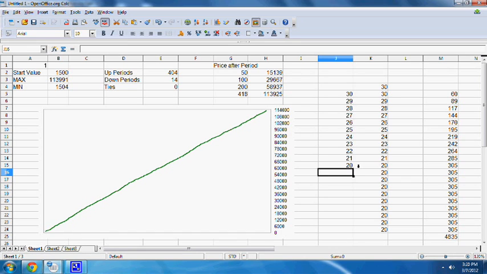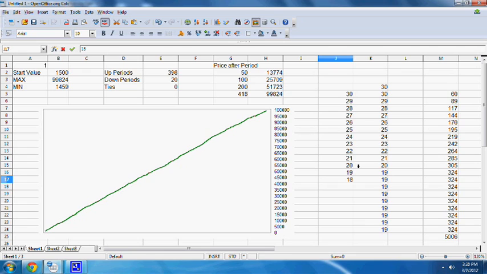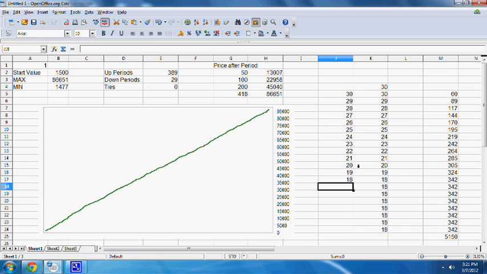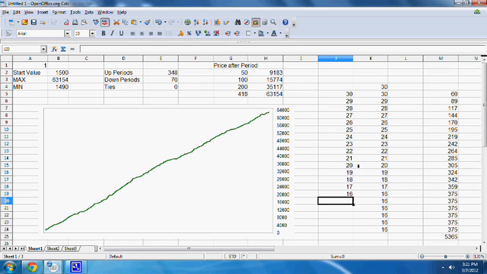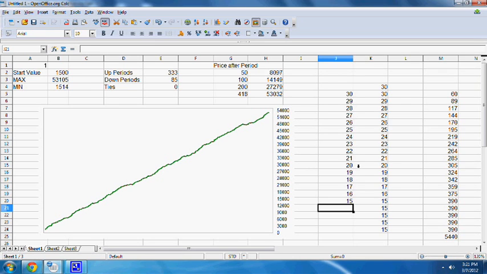But as the numbers go lower, the trend will change. 19. There's 20 down periods, so you can start to see a few red ones in there. 17 we'll put in. And we have a first high. Do it to 16. Still going straight up though, 15. Straight up, but 85 down periods, and it's not hard to see the red ones.